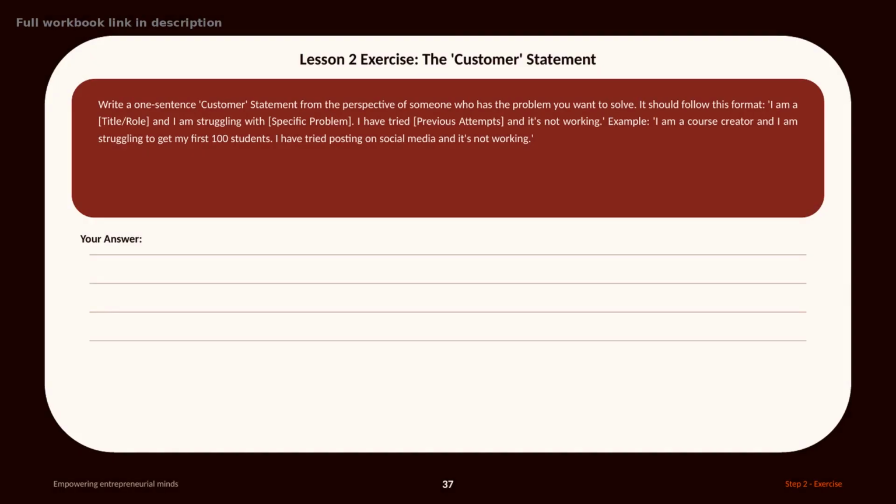Write your customer statement. One sentence, from the perspective of someone who actually has the problem you want to solve. In this format: "I am a [title/role], and I am struggling with [specific problem]. I have tried [previous attempts], and it's not working." Something like, "I am a course creator, and I am struggling to get my first 100 students. I have tried posting on social media, and it's not working." Pause now and write your version in the space provided.